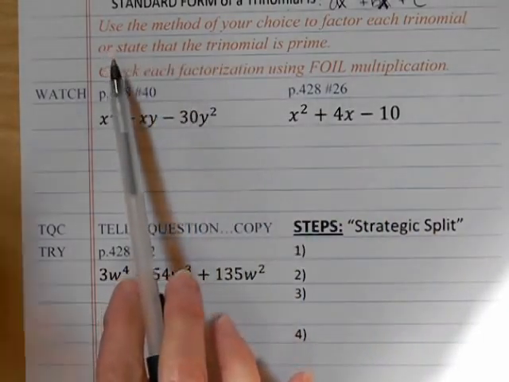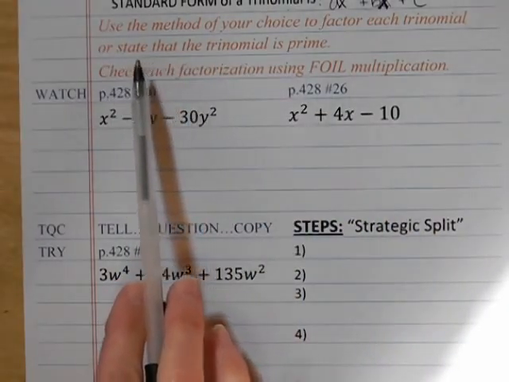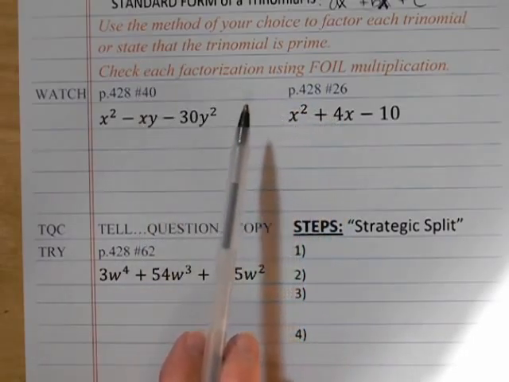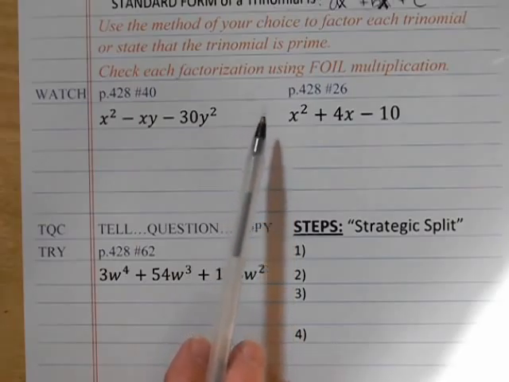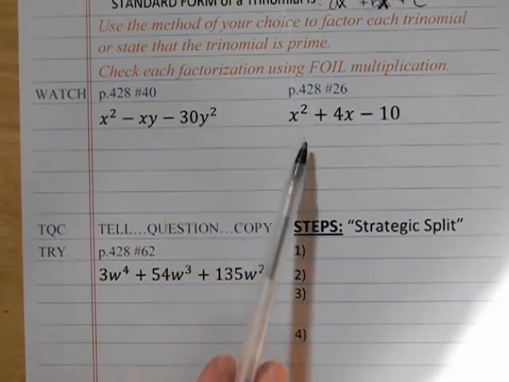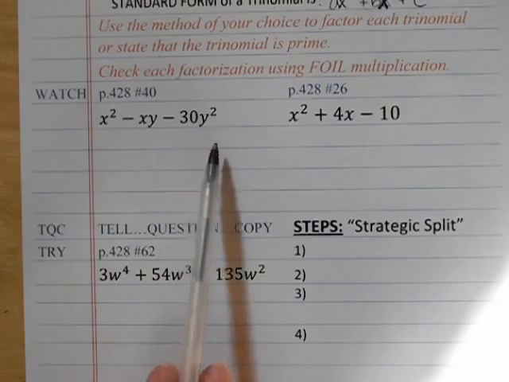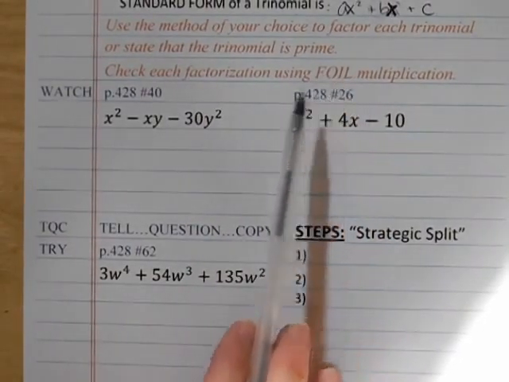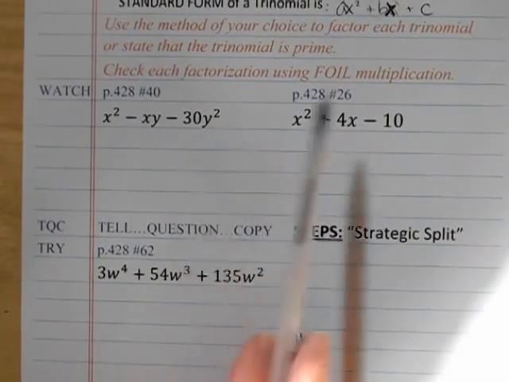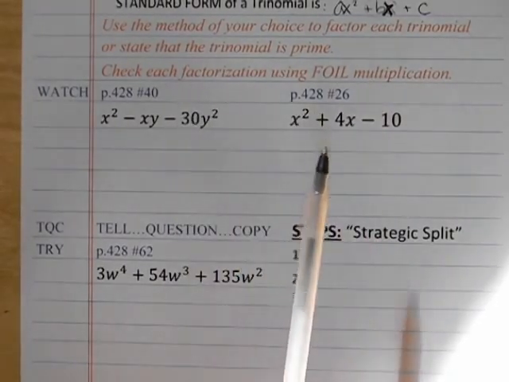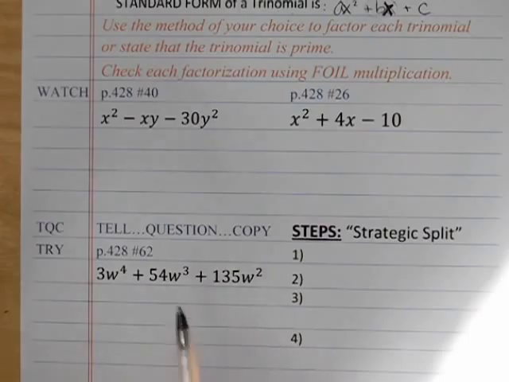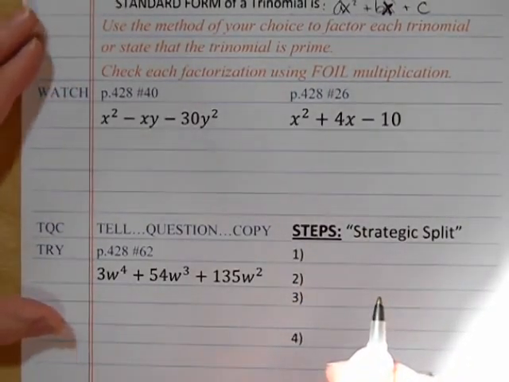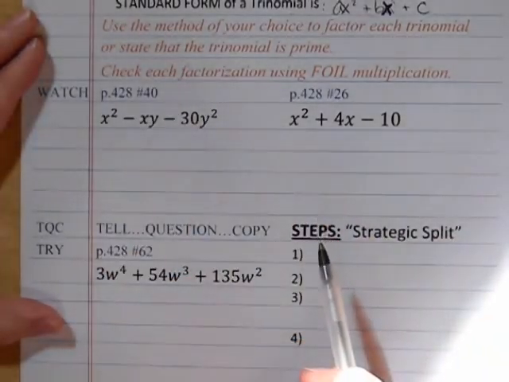The instructions that go with this say to use the method of your choice to factor each trinomial or state that the trinomial is prime. Check each factorization using FOIL multiplication. Since we're undoing the FOIL to factor it, of course you can re-FOIL to double check that you got your factors right. You can do this in your head or on paper. So let's look at what our steps are, and then we'll practice it on each one.